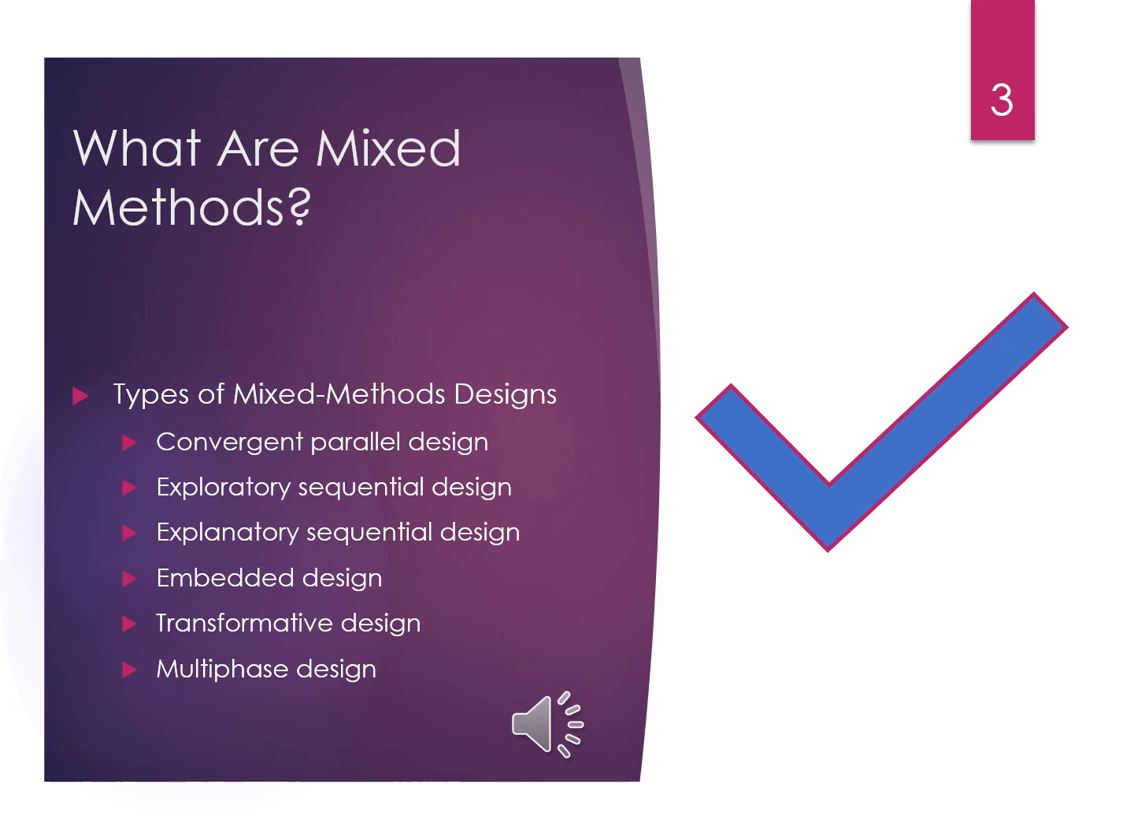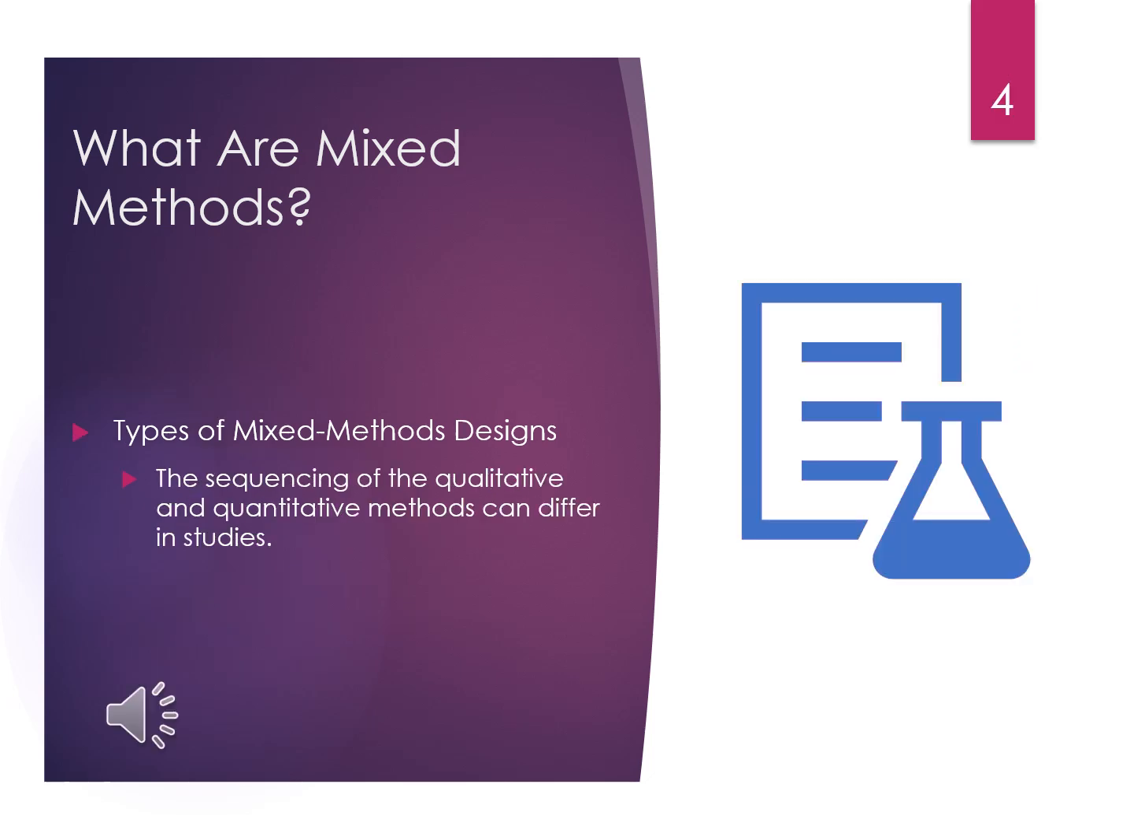And then we have the multi-phase design. This design involves a series of quantitative and qualitative designs. Each design and its findings inform the next phase. The sequence of the qualitative and quantitative methods can differ in studies. One method may be given priority over the other.